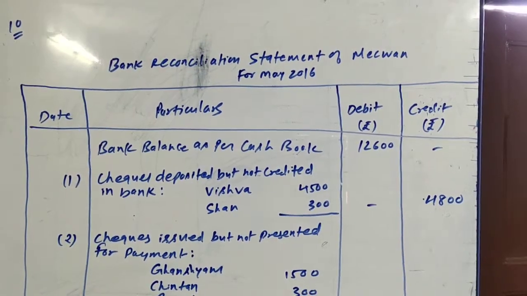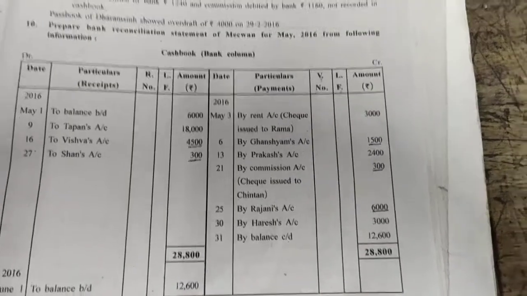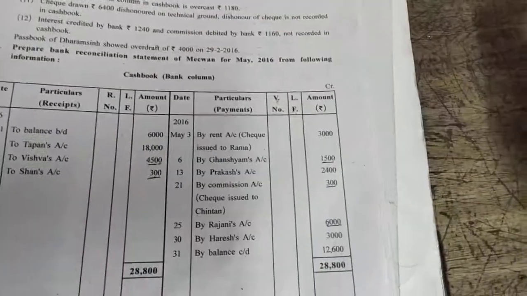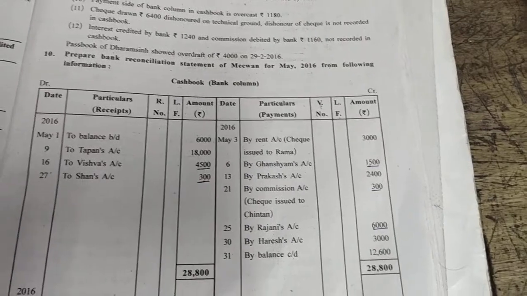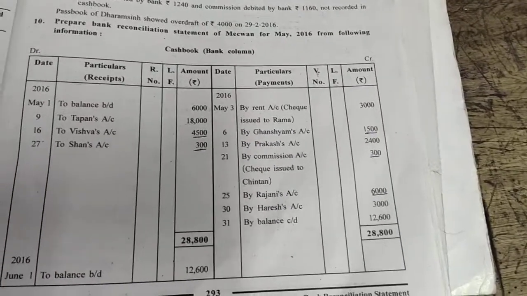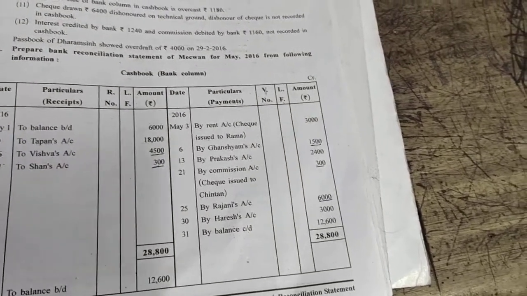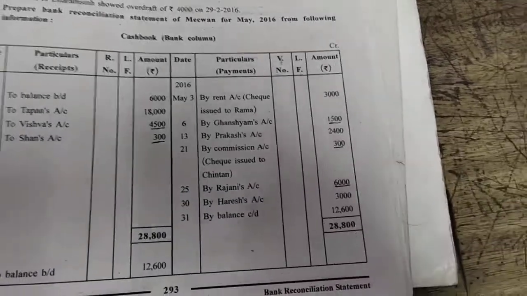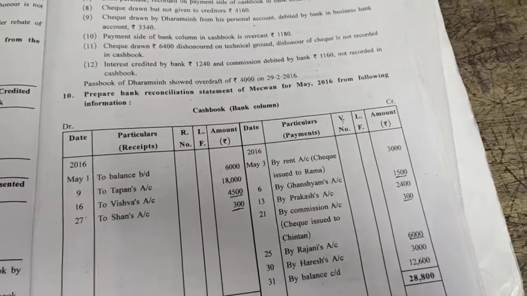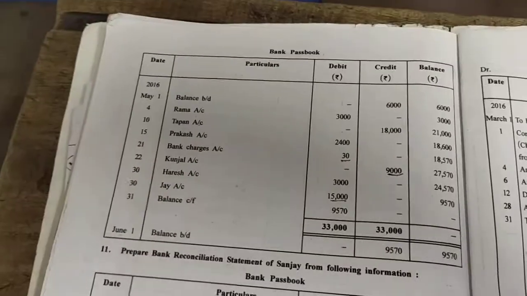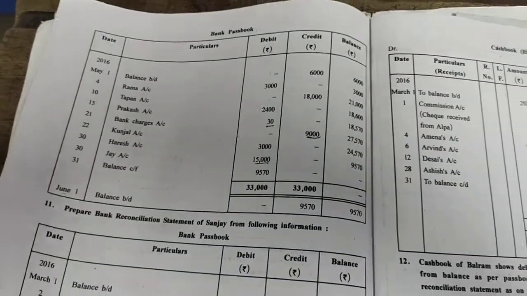Now we will compare the credit side of cash book with the debit side of passbook. Friends, this is the credit side of our cash book. The first item given is by rent, check issued to Rama. Let us see whether this is there at the debit side of passbook or not. So yes, Rama 3000 is there at the debit side of passbook. So this is not a reason of difference.